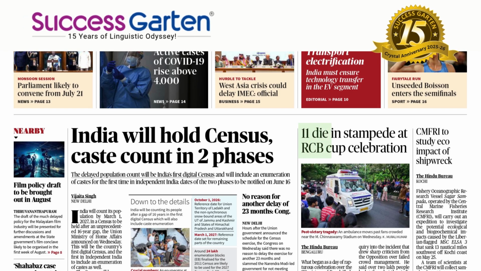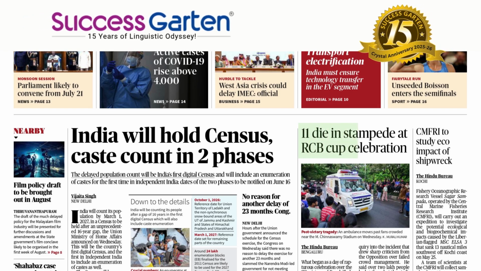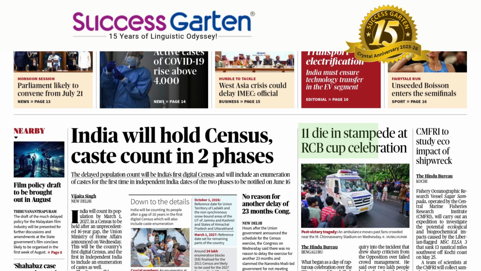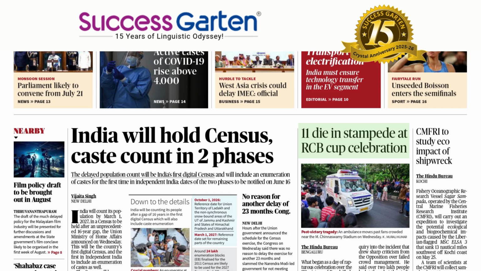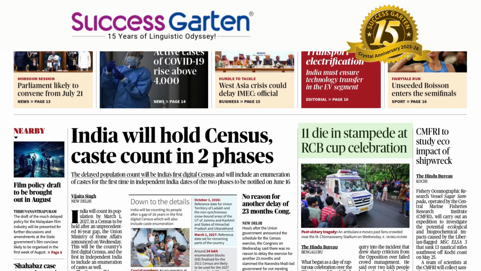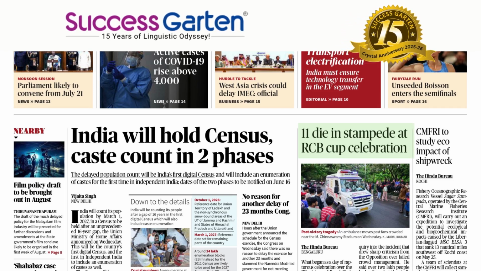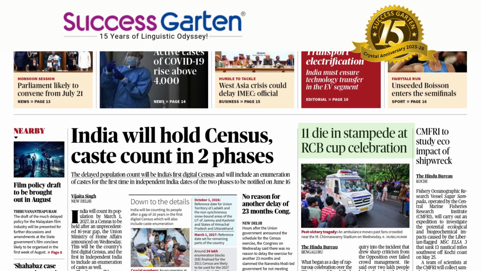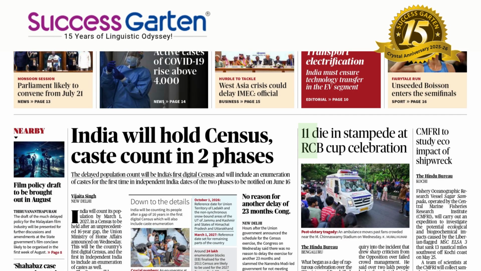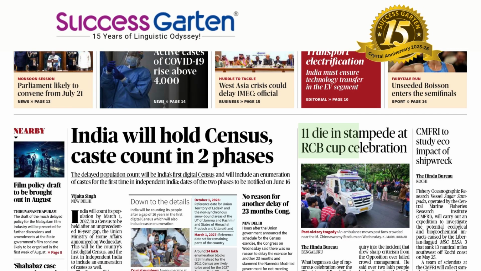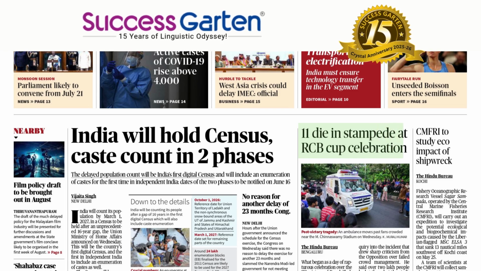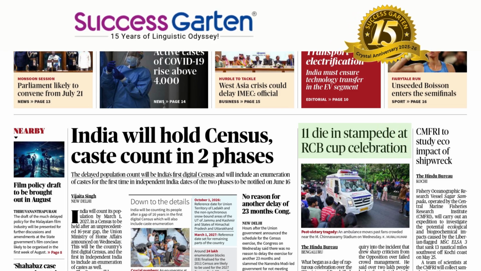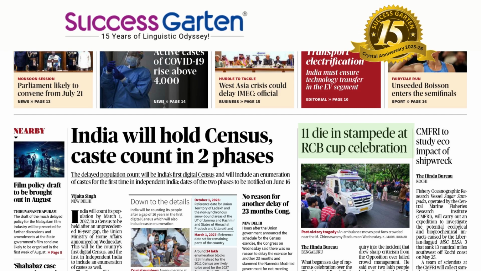At RCB, Royal Challengers Bangalore Cup celebration, C-E-L-E-B-R-A-T-I-O-N. It should be a noun. So, celebration is the word from the verb celebrate. Celebration, the accent falls on the third syllable. Celebration, a special social event such as a party. So that's a beautiful noun.